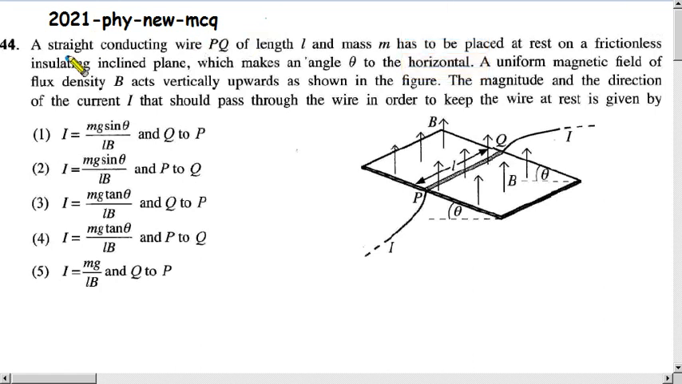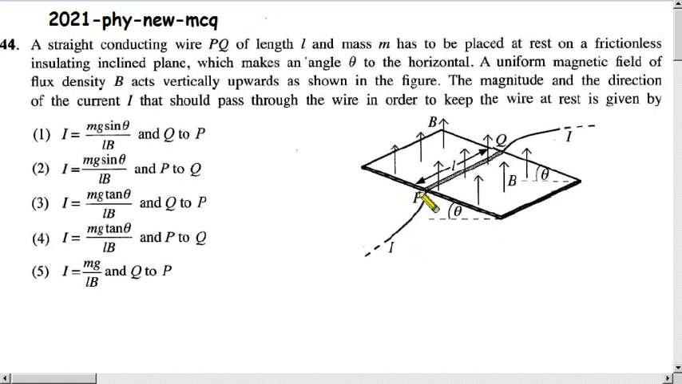Children, today I am going to discuss question number 44 from the MCQ part of the 2021 Physics New Syllabus paper. A straight conducting wire PQ, of length L and mass M, has to be placed at rest on a frictionless insulating inclined plane.